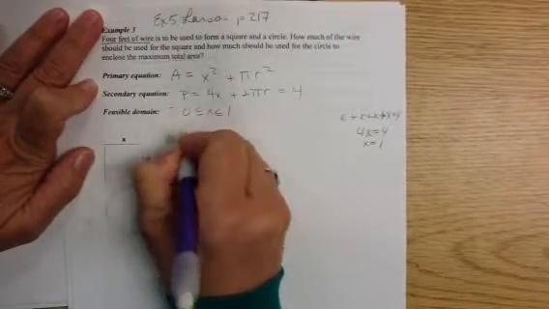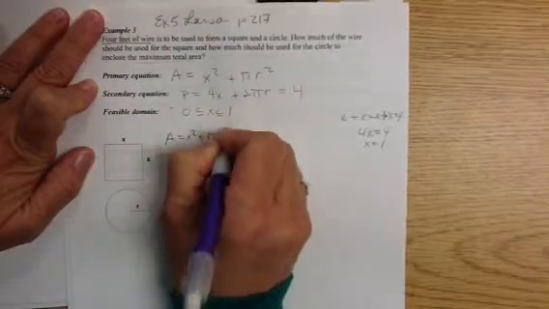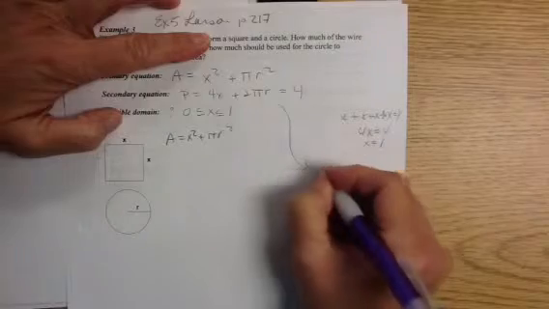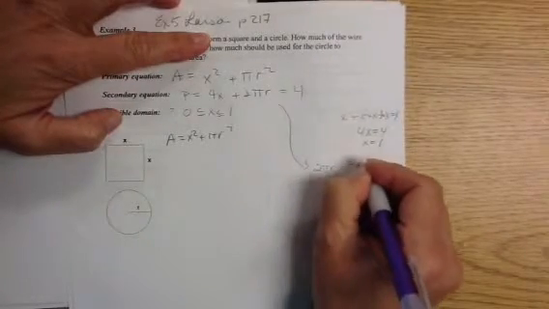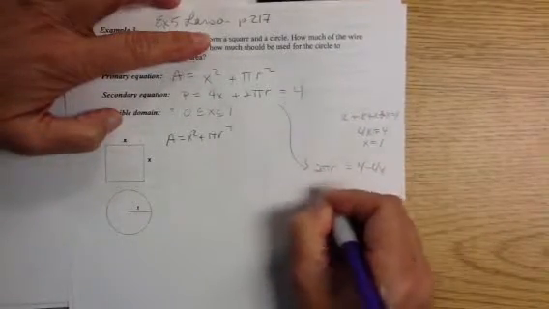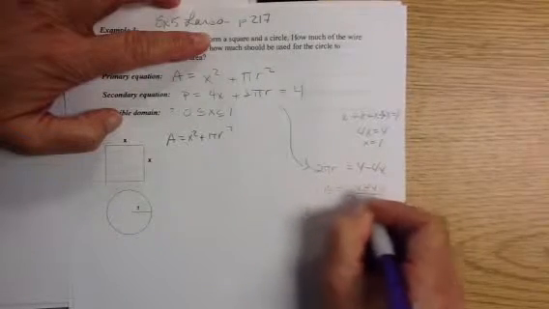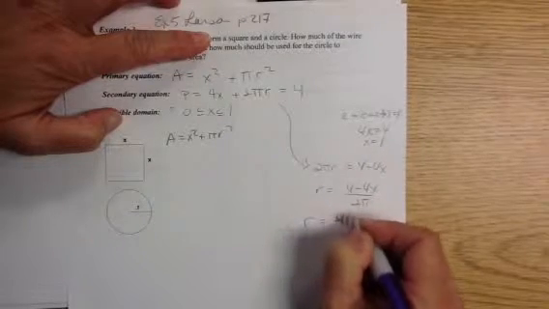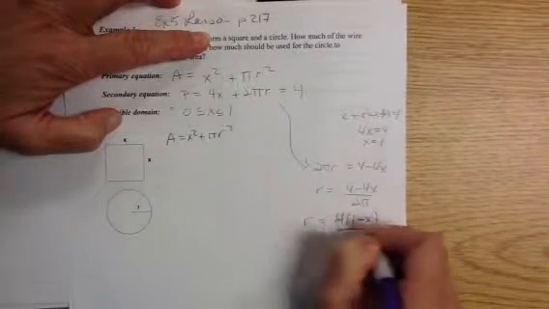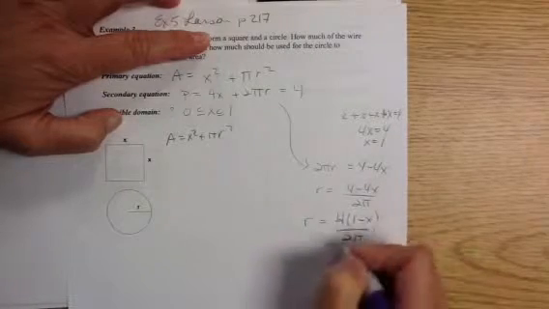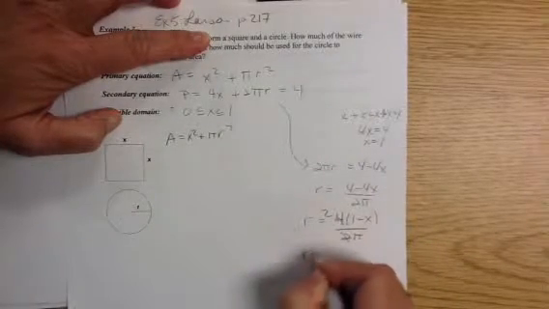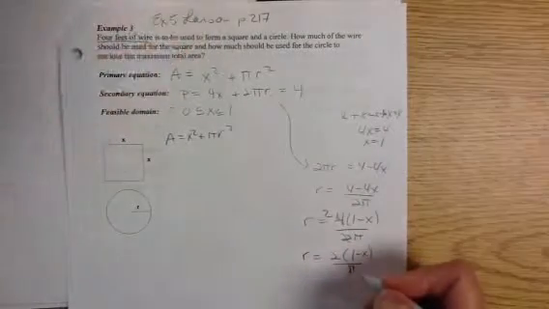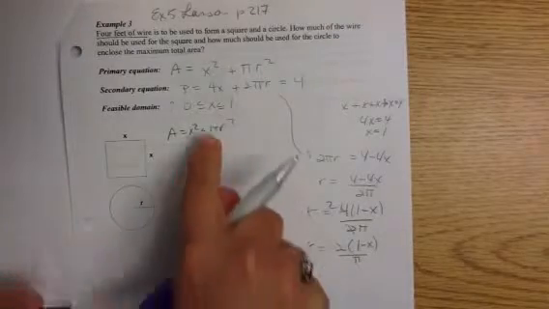So now I have an area, x squared plus pi r squared, and I need to solve for r. So I'm going to take this one over here, and I'm going to say 2 pi r equals 4 minus 4x, and r is going to be 4 minus 4x divided by 2 pi. Factoring out the 4, 1 minus x over 2 pi actually gives me a 2, so r equals 2 times 1 minus x over pi. There's my r value, and I'm going to plug it into here.